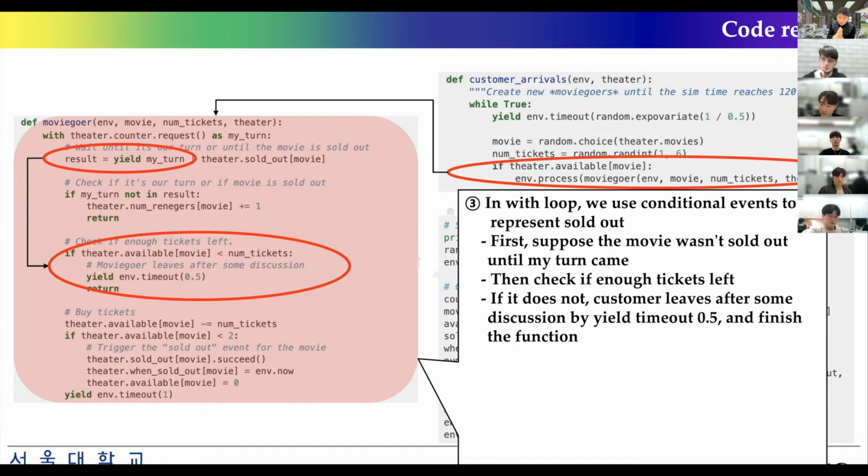So in this part, this moviegoer has to choose between these two events, not by his or her will. It is being forced by the status of the previous customer. So that is the reason why the theater's sold out event is located here. Okay.